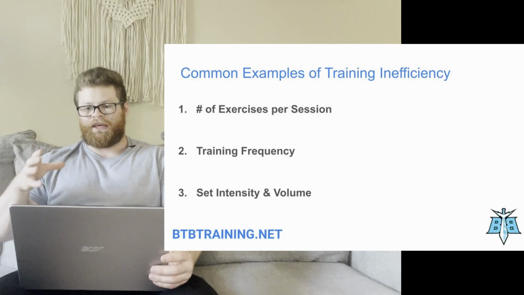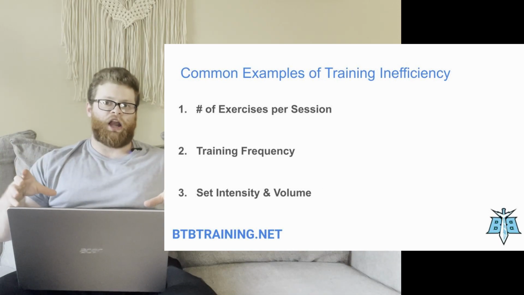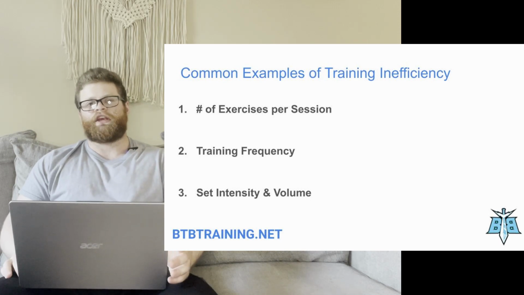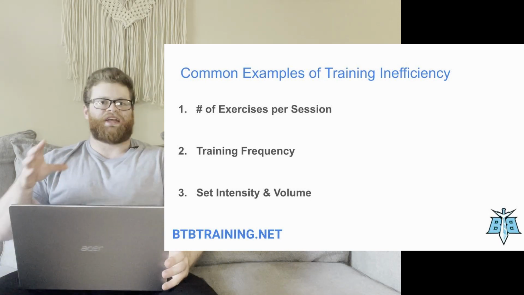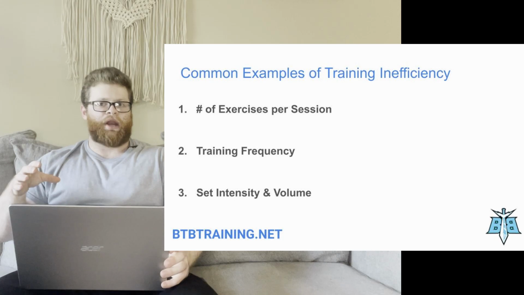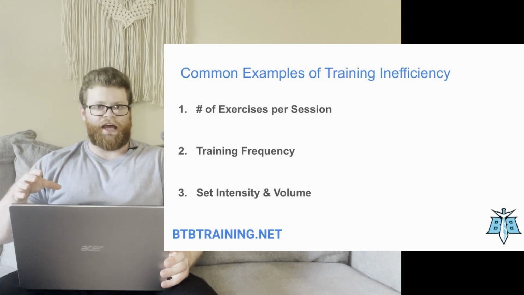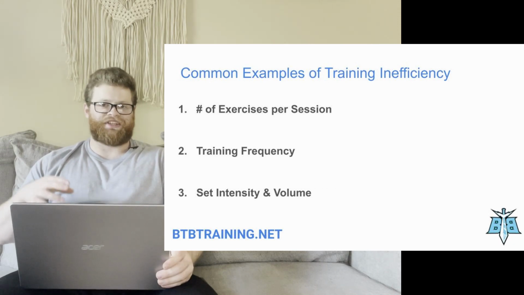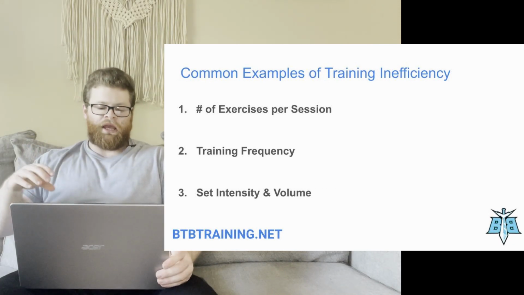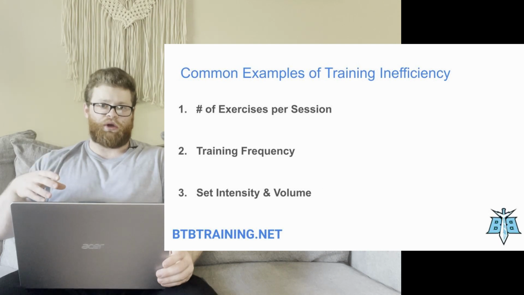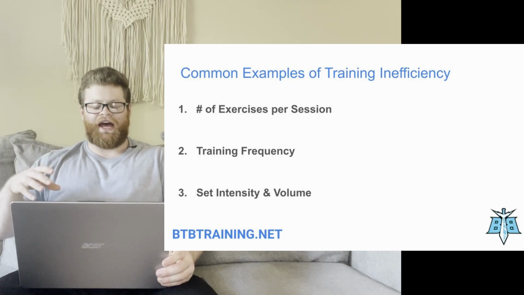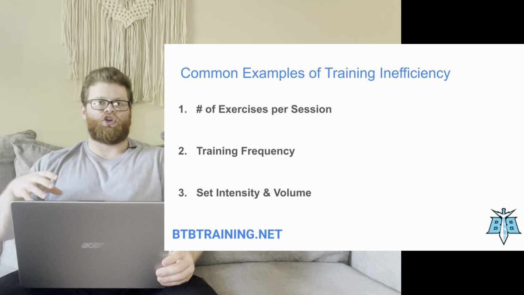Usually when I'm making changes to client programs, what I'm doing is simplifying everything, and these are typically the three most common things that I see get messed up when it comes to making people's training as efficient as it possibly could be. The first would be the number of exercises in each individual session. The second would be the frequency in which they're training one muscle group or all of their muscle groups. And the third would be their set intensity and overall volume levels.